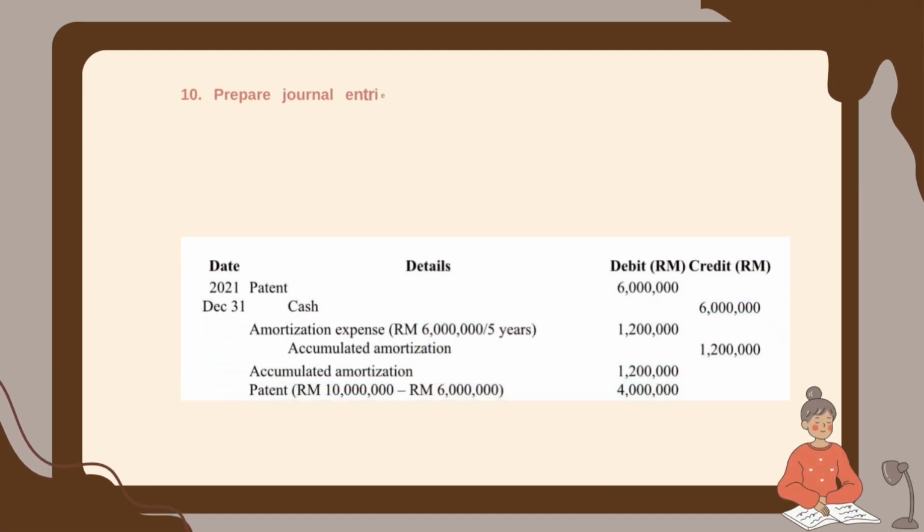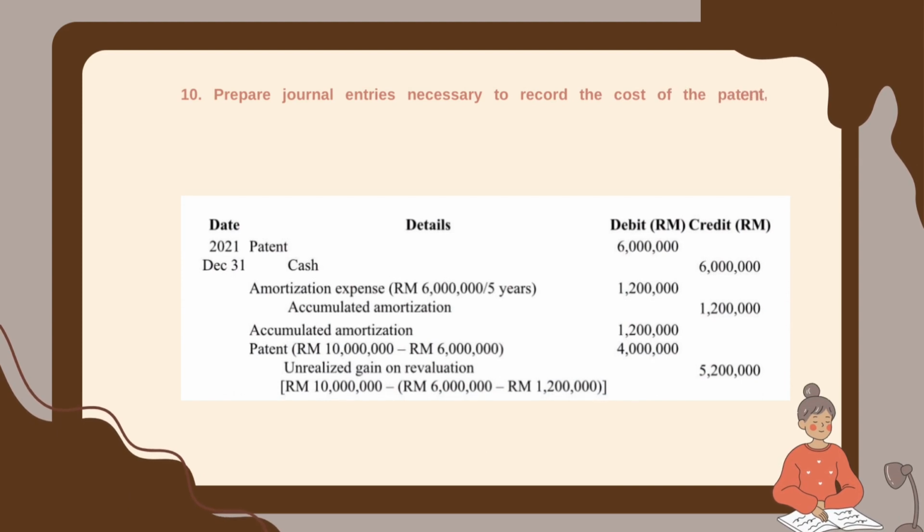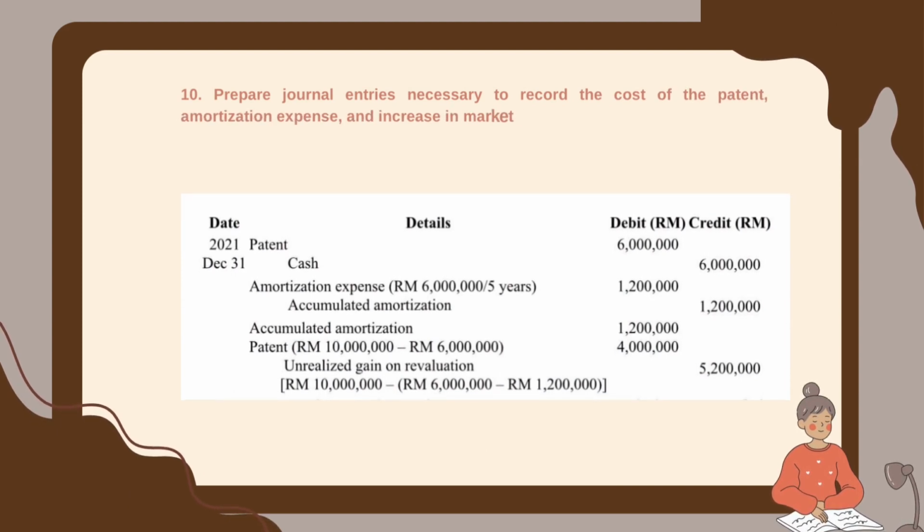Prepare journal entries necessary to record the cost of the patent, amortization expense, and increase in market fair value of the patent in 2021. Cost of the patent in 2021 is 6 million: debit patent and credit cash 6 million. For amortization expense, 6 million divided by 5 years gives 1,200,000 in debit to amortization expense and 1,200,000 in credit to accumulated amortization.